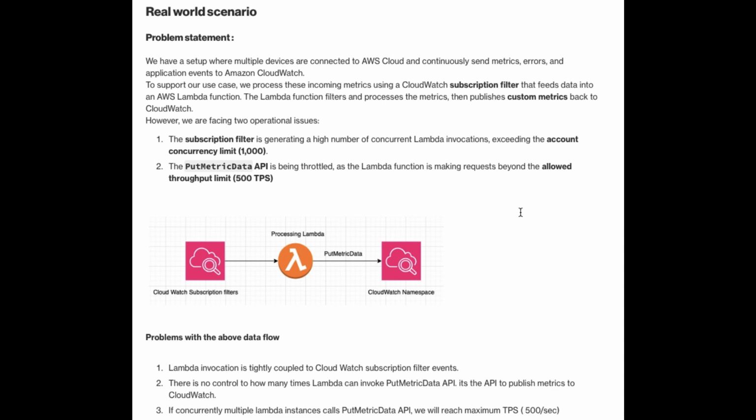At the same time, we need some principles, especially considering that the metrics from the devices are important. We cannot afford to lose the data.